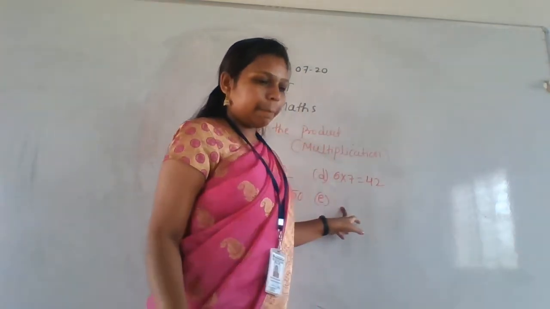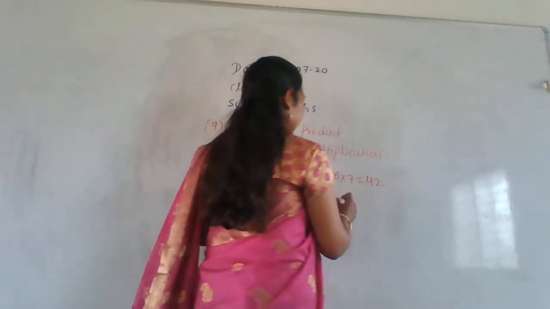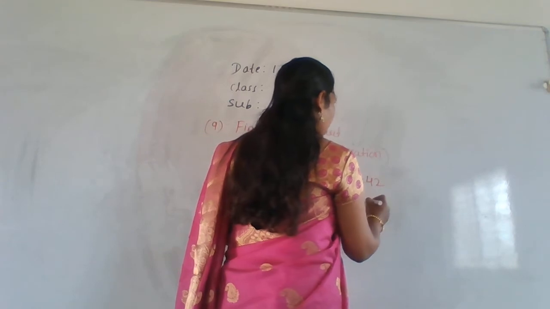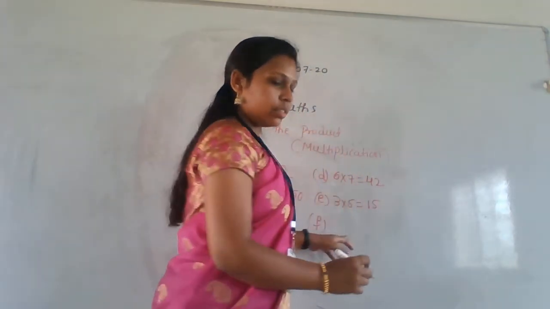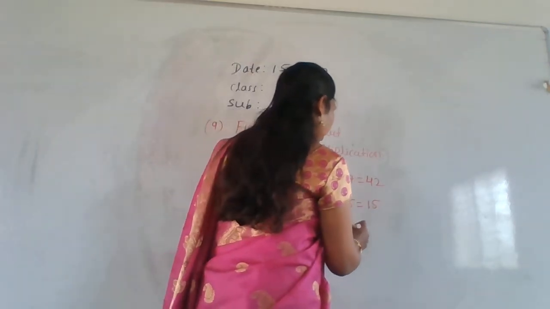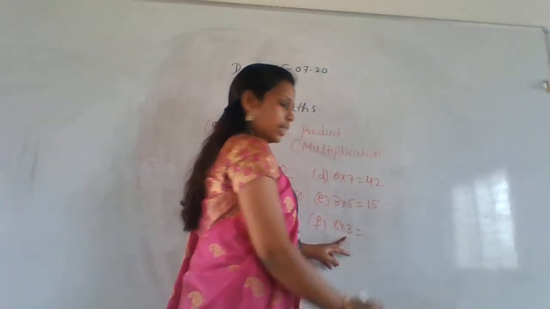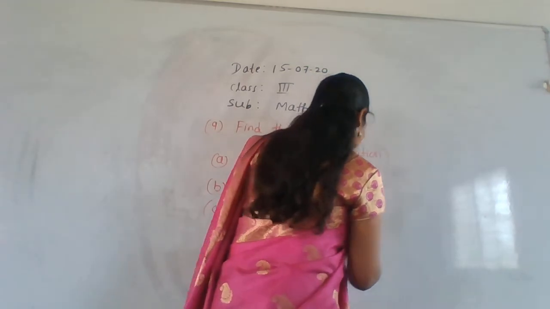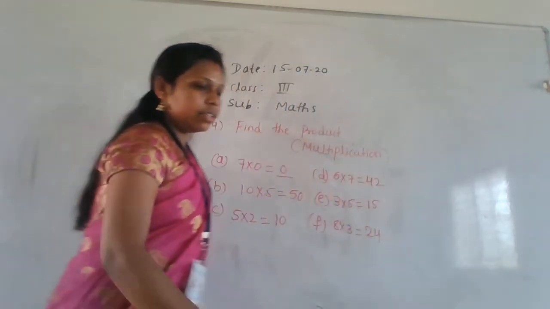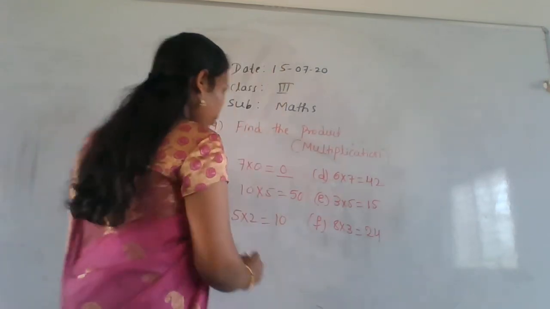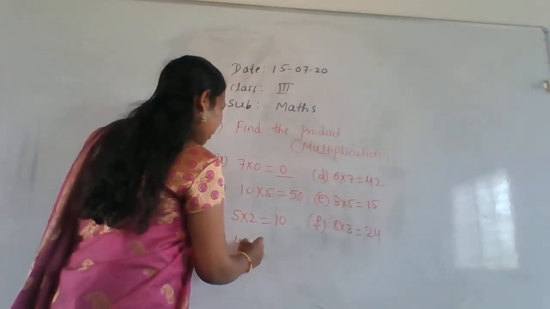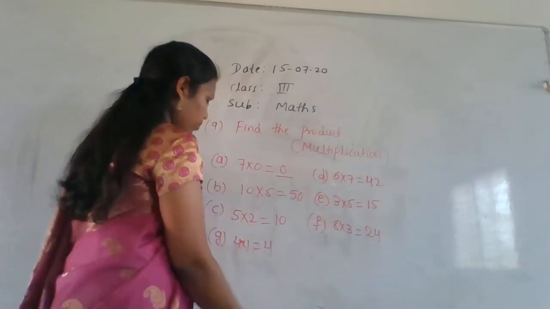Next one is 3 into 5. 3 fives are how much? 15. Next one is 8 into 3. What is the value of 8 threes? 8 threes are 24. Right. Next one is the G value. 4 into 1. 4 ones are 4. That is 4.